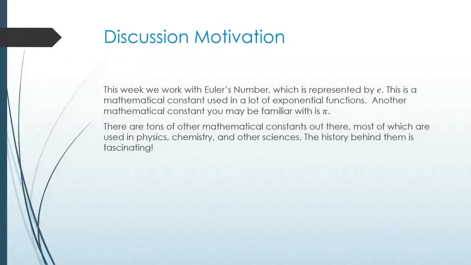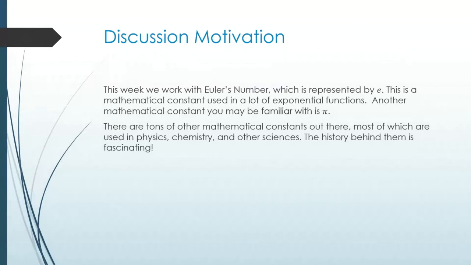So let's talk about the discussion. One of the things that you learned this week is about Euler's number, which we use the letter E to represent. We generally don't use E for a variable because it actually is a specific number. It's about 2.718, I think, is what the number is equal to. It is a number that goes on forever, just like pi. You guys know that pi is 3.14, and it has millions of digits. So that's another special mathematical constant.